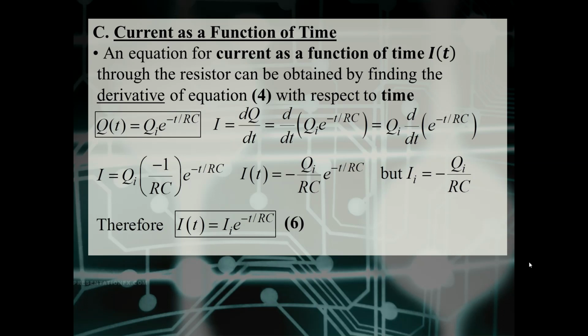And if you want to write this in terms of the time constant, you could write down I of t is little i, the initial current, e to the negative t over tau. So this equation is also in the format e to the negative x, or e to the negative t in this situation.